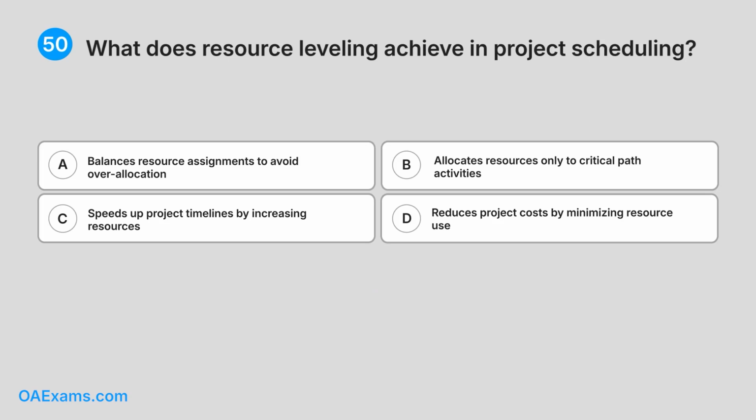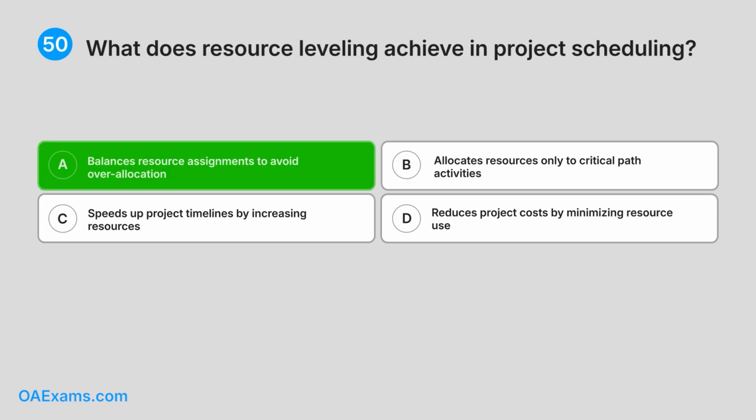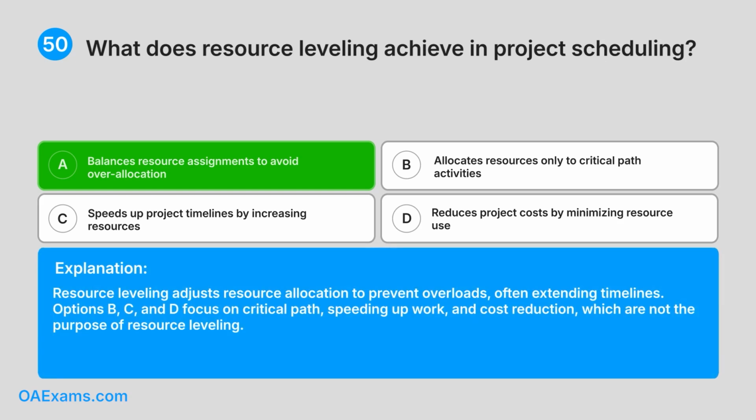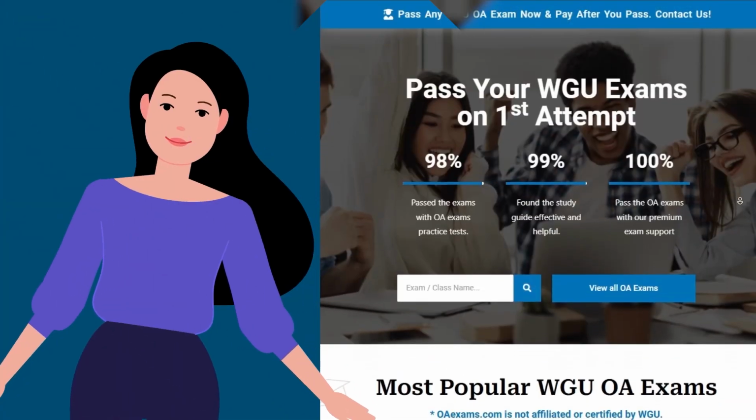Correct answer: A. Balances resource assignments to avoid over-allocation. Explanation: resource leveling adjusts resource allocation to prevent overloads, often extending timelines. Options B, C, and D focus on critical path, speeding up work, and cost reduction, which are not the purpose of resource leveling.